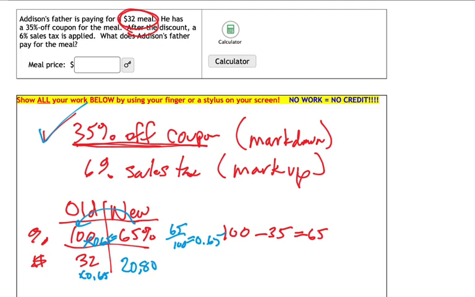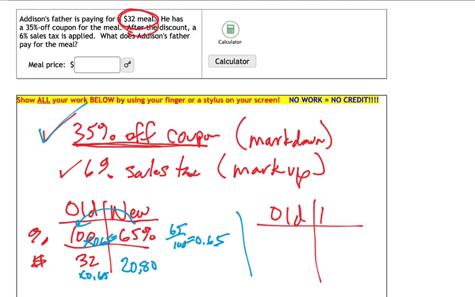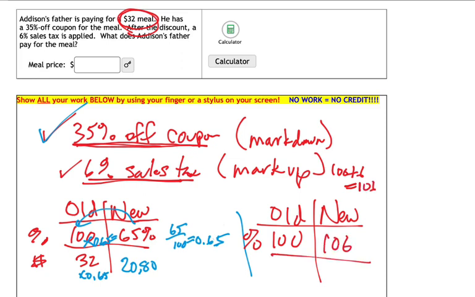But now, make room for the other part of the table here. So now we'll create a new table for the second part, the 6% sales tax. So once again, we're comparing the old to the new. Everything starts at 100%. 6% sales tax, 100 plus 6 is 106. And we're going to take the $20.80 because that is the amount that we are applying the sales tax to.